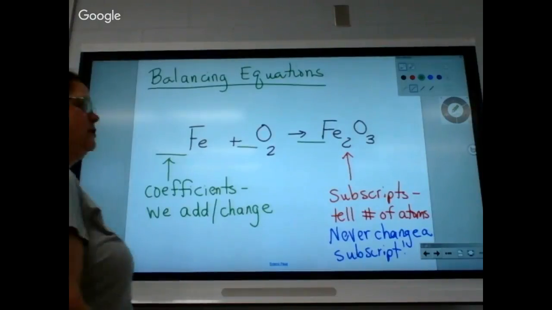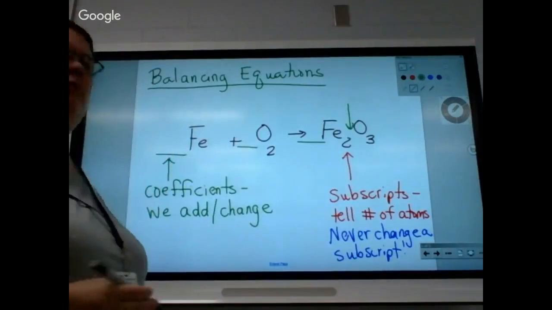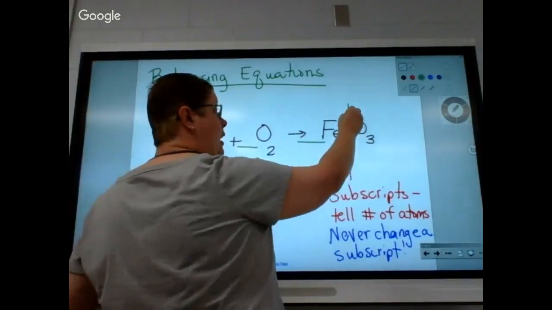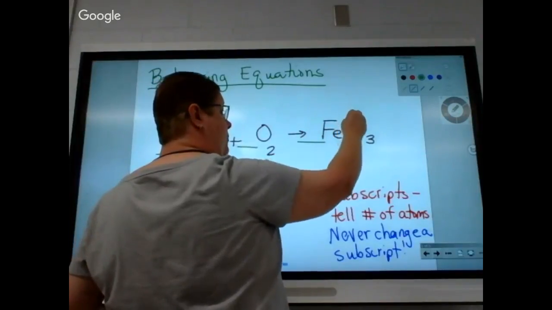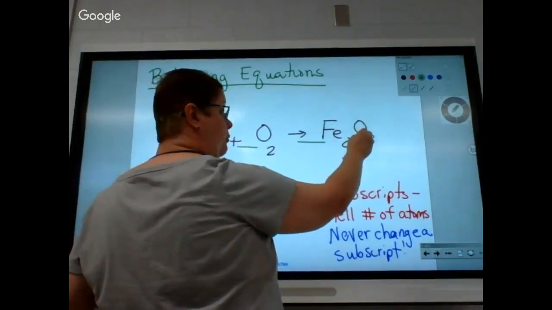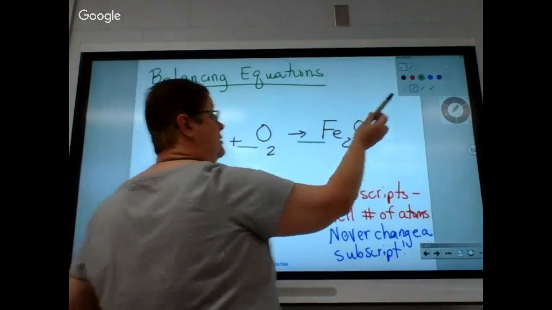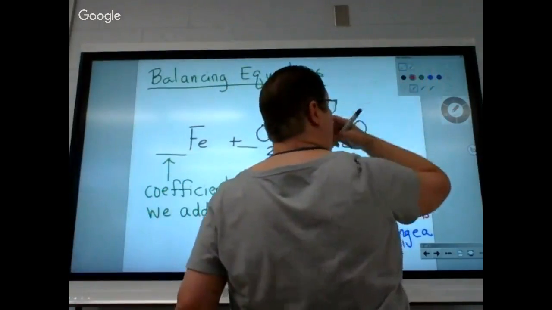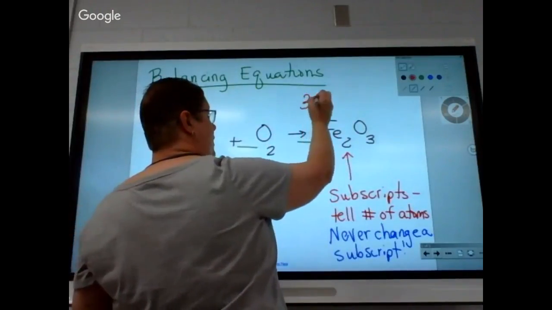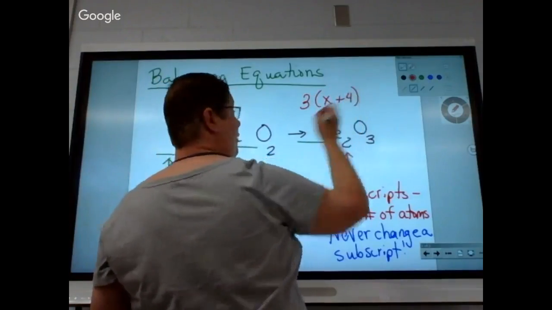Sometimes I have students who want to put numbers right here to try to balance the O. Can I put a number right here? No, I can't put a number in the middle of the compound. If I want to put a number to balance this O, it has to go where? In front of it. Now, this is just like math class. The numbers multiply and distribute. So if I put, let's say, a 3 in front of x plus 4, what happens to that 3?